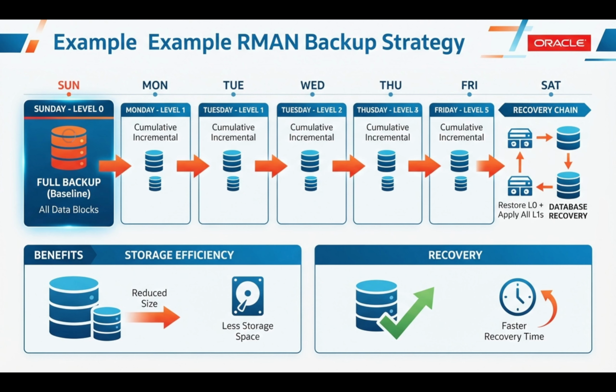Here's a simple example. On Sunday, we take a level 0 backup. Then from Monday through Saturday, we take level 1 backups. This means we are not repeatedly copying the entire database every day. We are establishing a baseline and then capturing changes throughout the week. The exact schedule will depend on the organization's requirements, backup window, storage capacity, and recovery needs. But the basic idea is simply: establish a baseline, then capture changes.